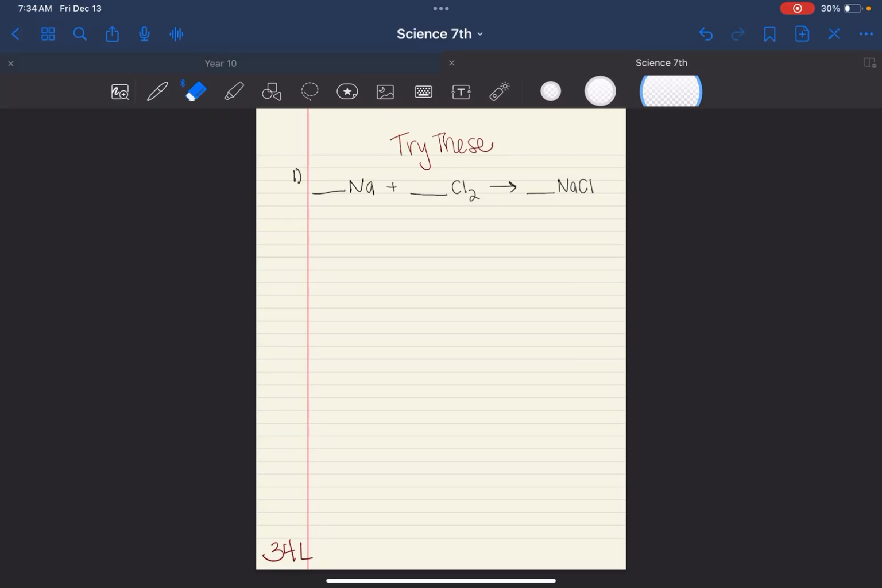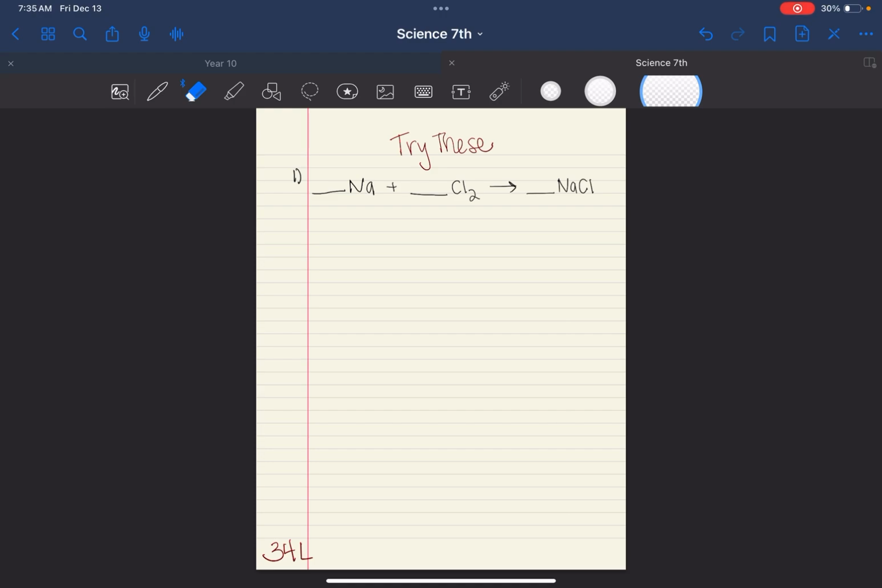Space Cl2 produces, leave a space, NaCl. So this is your table salt. Once you copy this down, go ahead and pause and give it a try. When you're done, unpause and let's see if you got it correct.